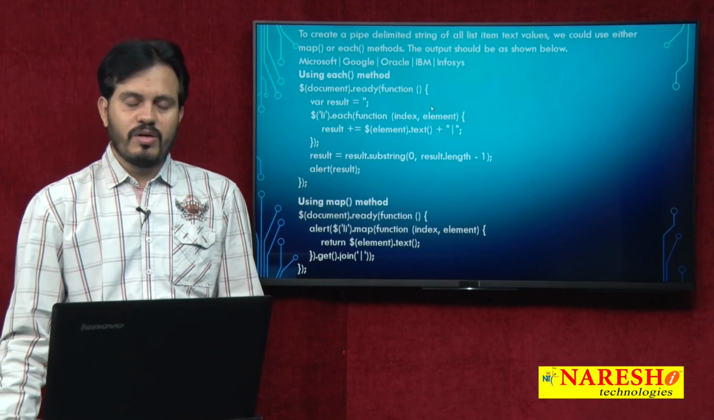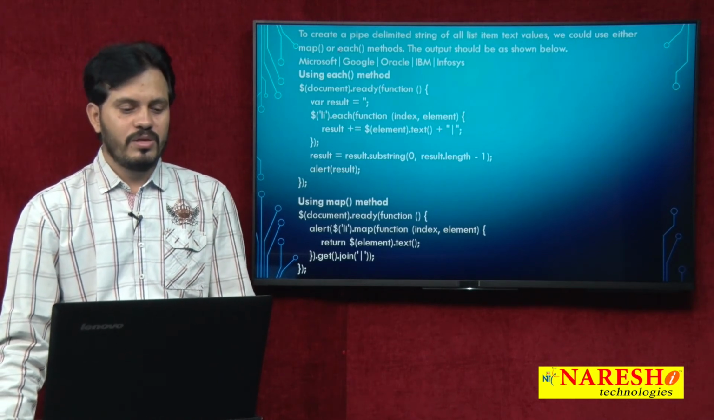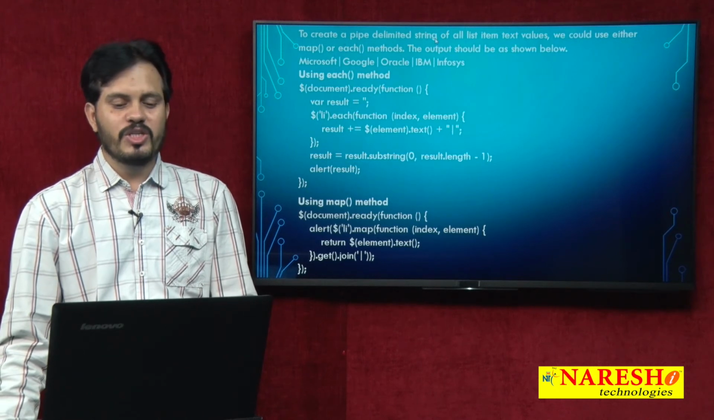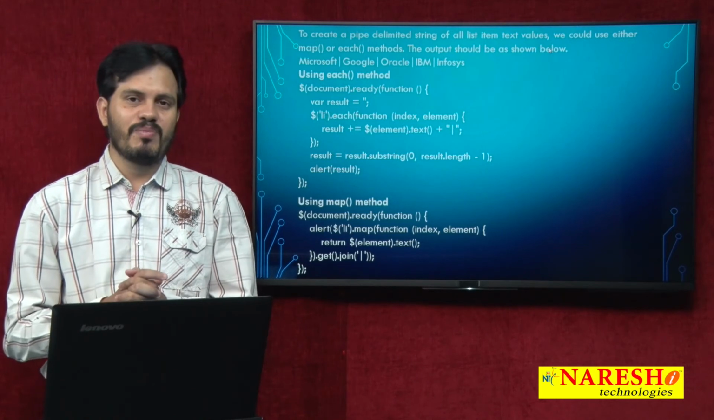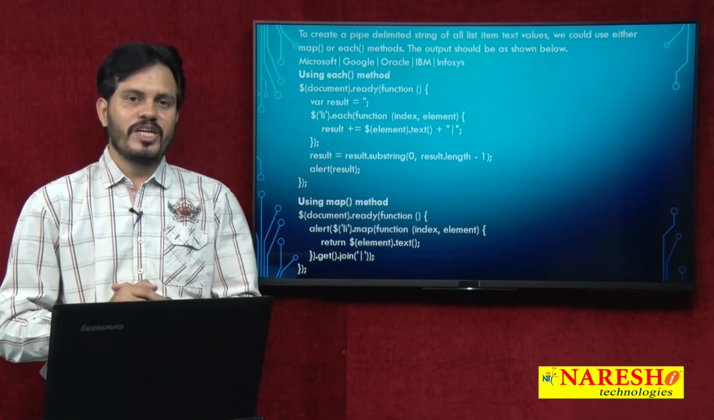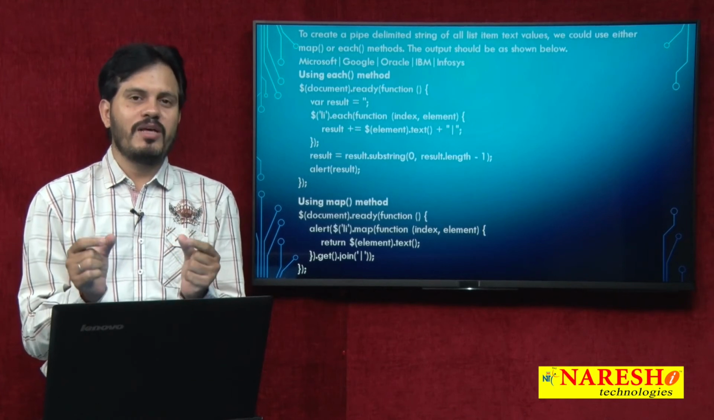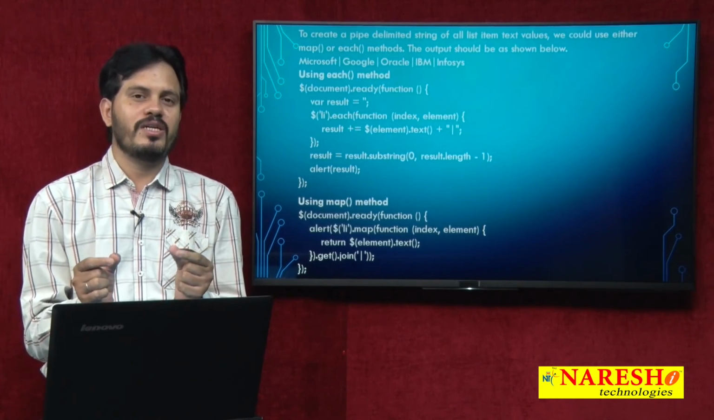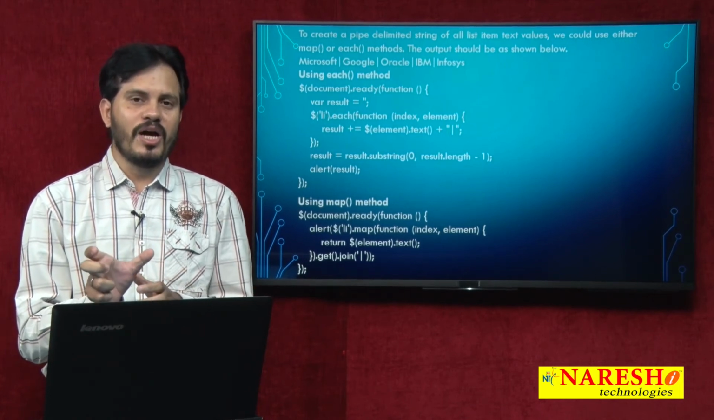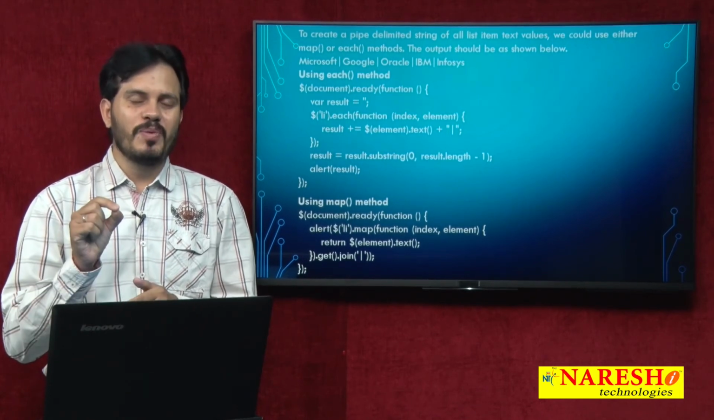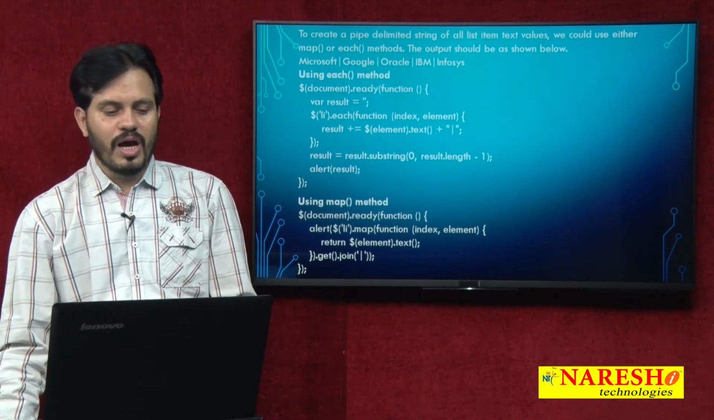Now let's consider one more example to make clearer use of the map method: to create a pipe delimited string of all list item text values. In the previous example, by default the values are separated by a delimiter character, the comma separator. Now we want all the list item text values in the array to be separated with the pipe symbol.